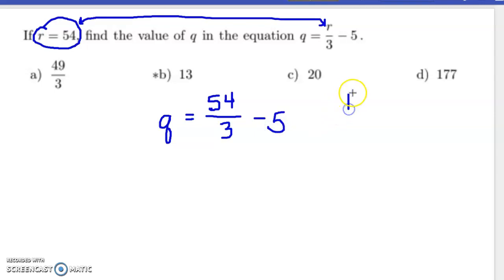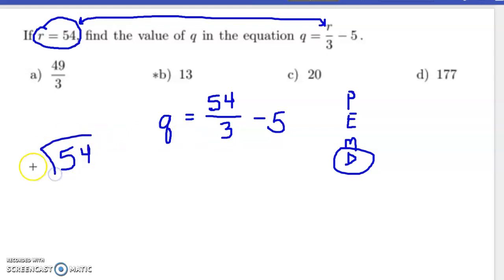Now, if you did order of operations, we don't have any parentheses. We don't have any exponents. The next step would be multiplication and division in that order, going left to right. So as I go left to right, I have no multiplication, but I do have some division. So the first thing I'm going to do is take 54 and divide it by 3.